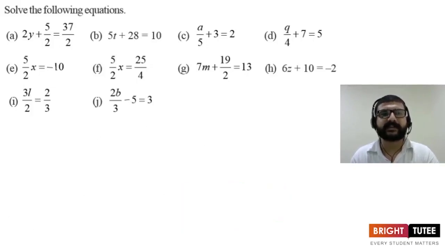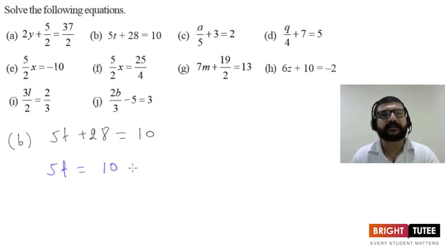Now let's see the second equation. The second equation is 5t plus 28 is equal to 10. Now for solving this equation, first we have to transpose this plus 28 to the right side of the equation. So the equation will become 5t is equal to 10 minus 28. Here it was plus 28, so after transposing it will become minus 28. Now let's simplify this. We will get 5t is equal to 10 minus 28, which is minus 18.